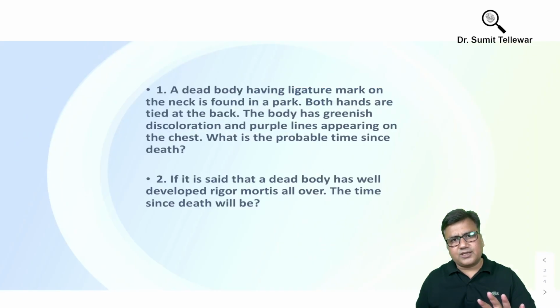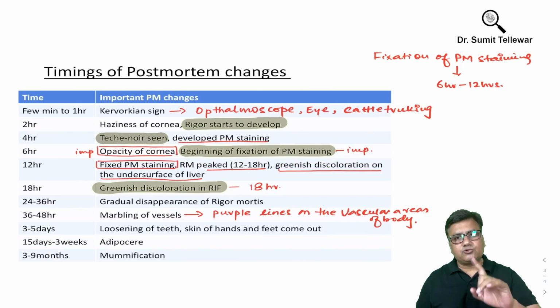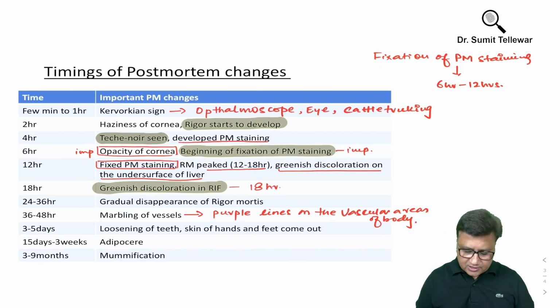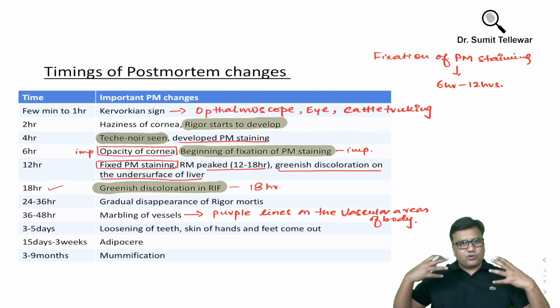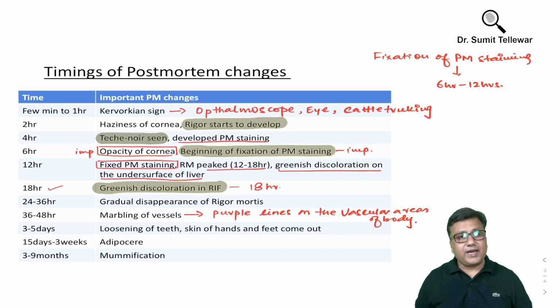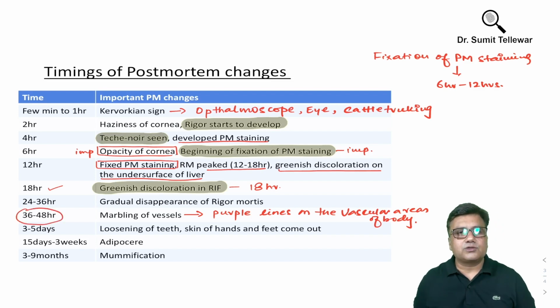So if we were to revisit our question number 1, एक मोमेंट के लिए वहां जाते हैं. क्या था क्वेश्चन नंबर 1 में? द बॉडी हैज ग्रीनिश डिस्कलरेशन एंड पर्पल कलर लाइंस अपीयरिंग ऑन द चेस्ट, राइट? इस इंफॉर्मेशन के साथ में इफ वी कम बैक टू आवर टेबल, ग्रीनिश डिस्कलरेशन बॉडी में 18 घंटे के बाद होना चालू हो जाता है, एंड इट इज गोइंग टू पिक अप फ्रॉम राइट इलियक फोसा टू इन्वॉल्व ऑल द एरियाज ऑफ द बॉडी, राइट?